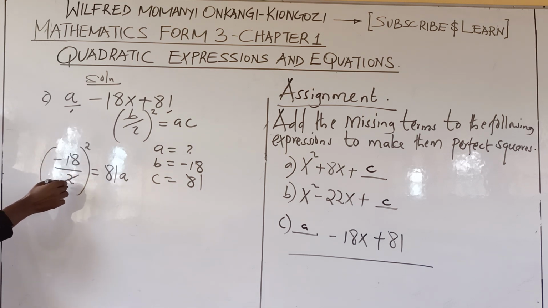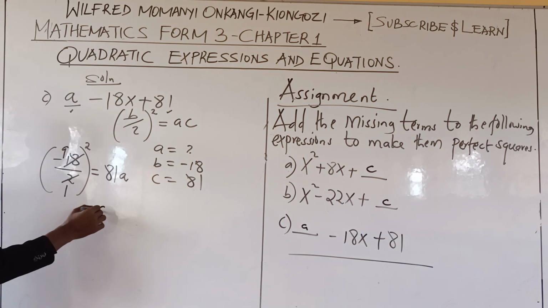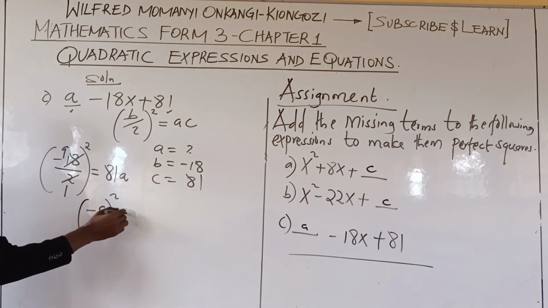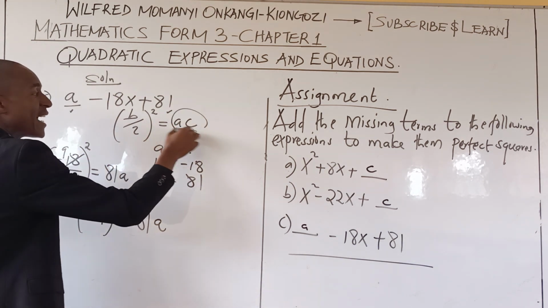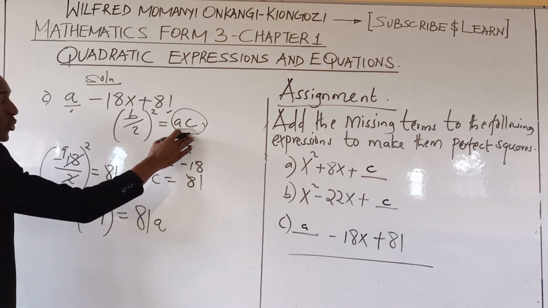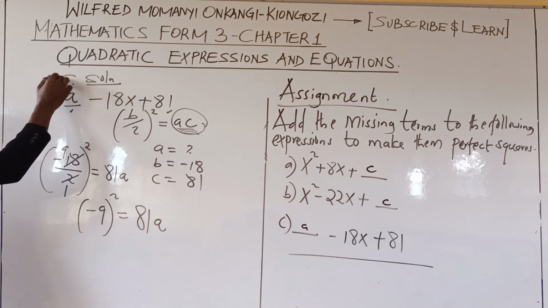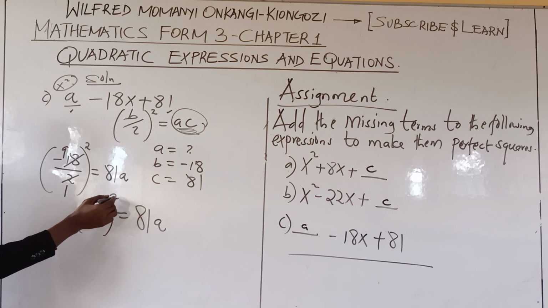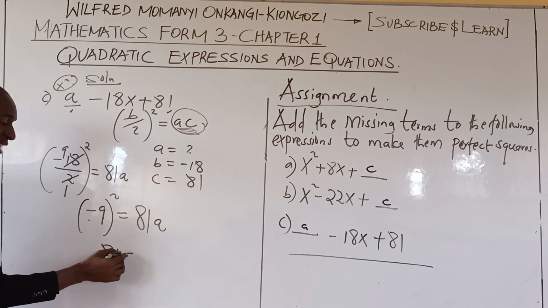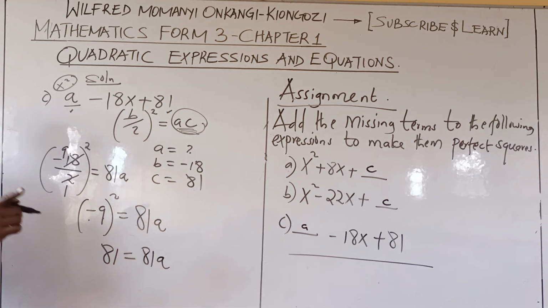You divide negative 18 by 2, you get negative 9. So, negative 9 squared is equal to 81a. Don't forget these parts. The reason why I have included a is because we don't know the coefficient of x squared. In fact, it could be more than 1. We can't assume it is just 1. So in this case negative 9 squared is 81, which is equivalent to 81a. We are looking for the value a.